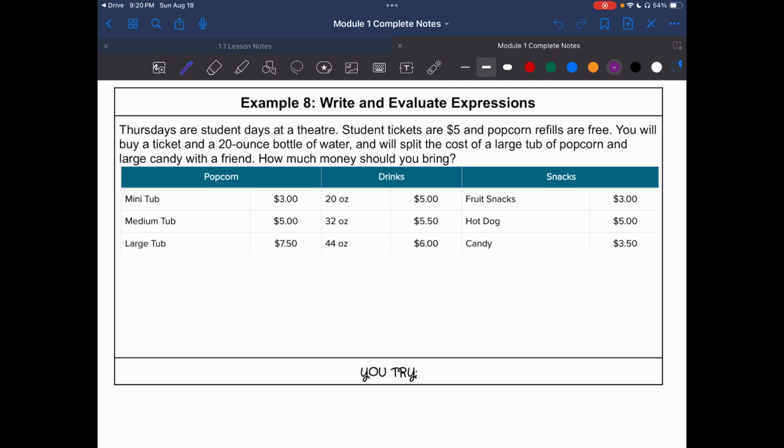All right, we're going to move on to example 8, which is write and evaluate expressions.